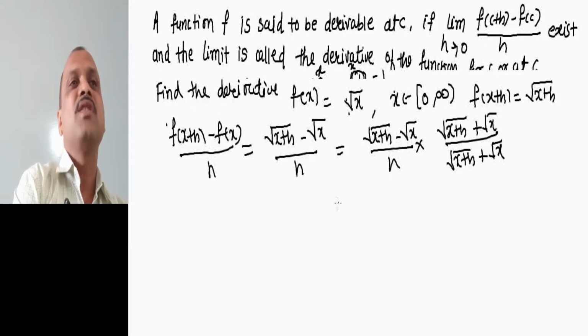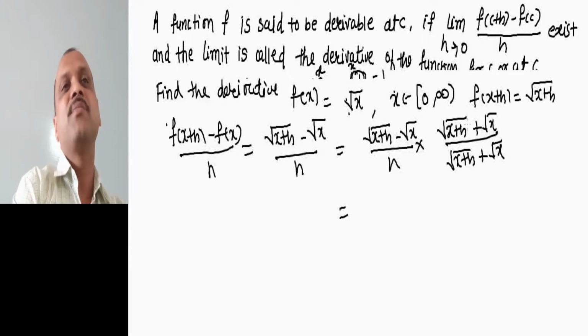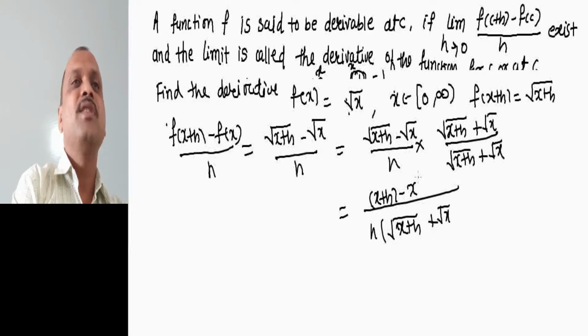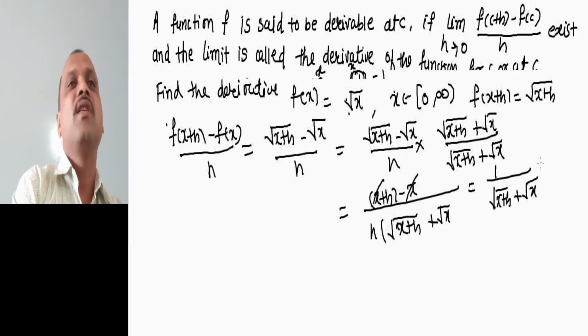This is simple practice. So a minus b and a plus b, that is a square minus b square. So x plus h minus x divided by h into under root of x plus h plus under root of x. So plus x and minus x get cancelled and we get h only. Again this h and this h will be cancelled and we have only under root of x plus h plus under root of x. This is the value of f of x plus h minus f of x divided by h.